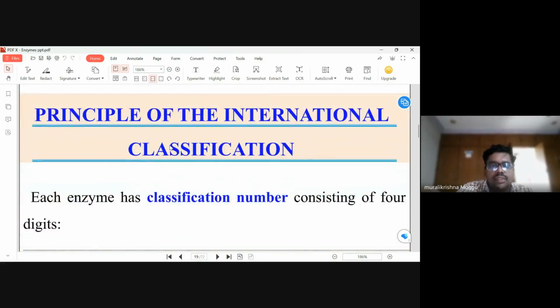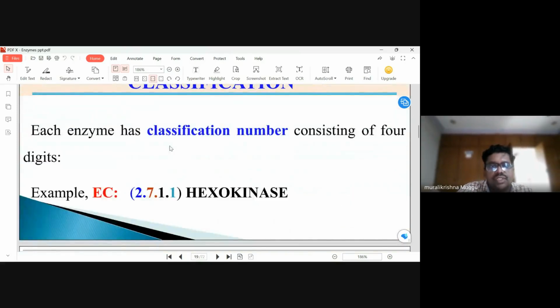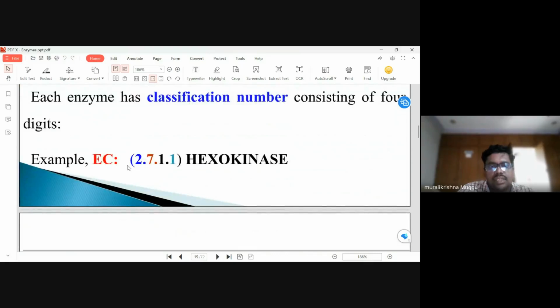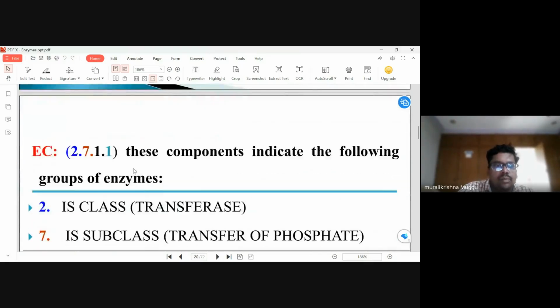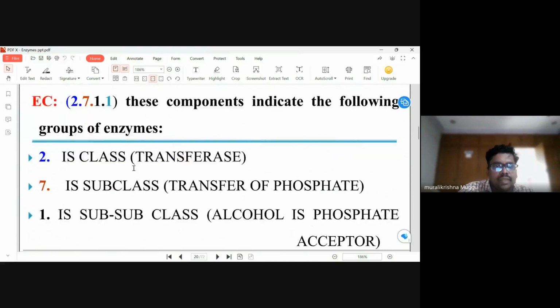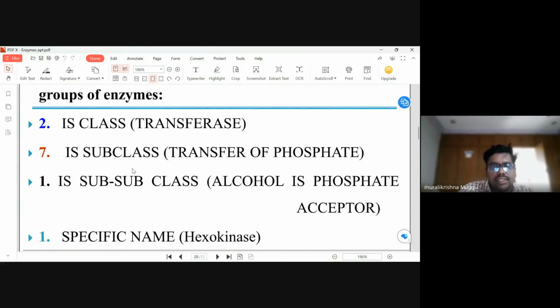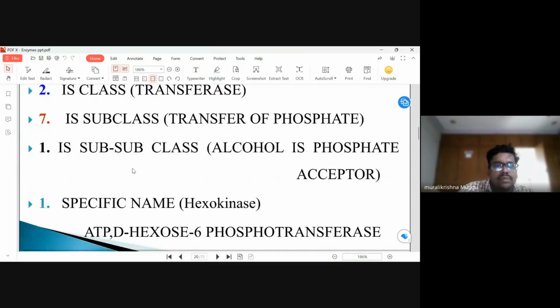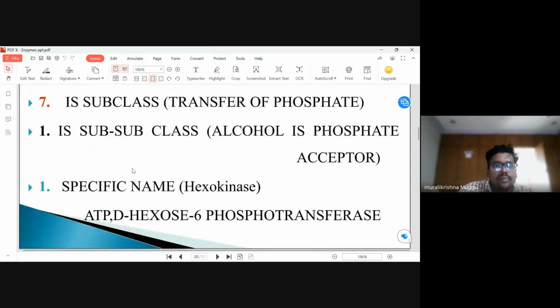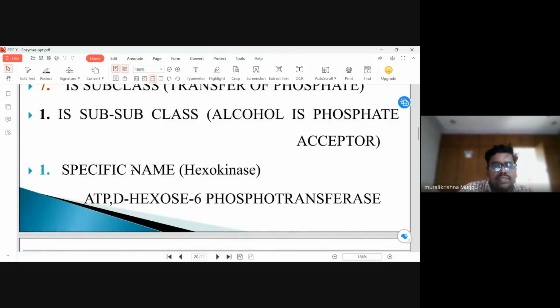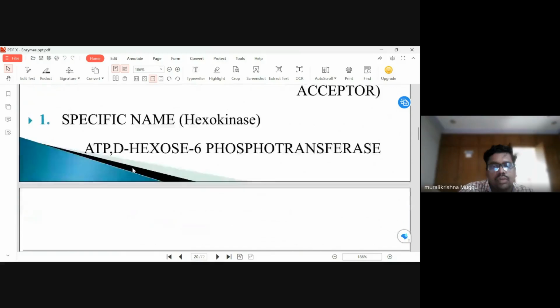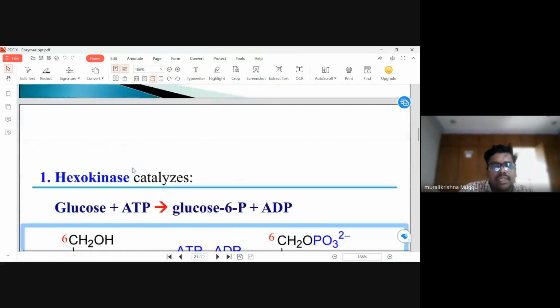So, the principles of the international classification: for example, EC 2.7.1.1 means hexokinase. What do you mean by 2 here? 2 is the class, which is the transferase group. 7 is the subclass, transfer of phosphate group. 1 is the sub-subclass, where alcohol is the phosphate acceptor. This is 2.7.1.1, and the last one is the specific name, hexokinase. So 2.7.1 represents hexokinase.